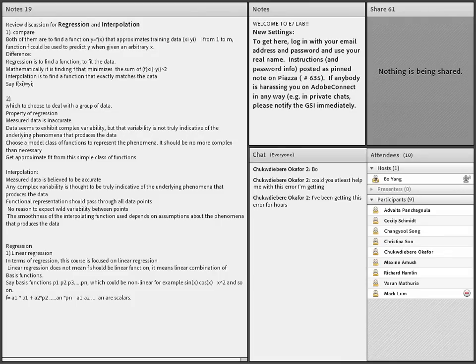Say if we have basis functions p1, p2, p3 to pn, these could be nonlinear. For example, p1 could be sine x, p2 could be cosine x, and pi could be x squared. But to build the function f, we have these basis functions multiplied by the coefficients a1, a2 to an. These a1, a2, an are scalars. So in this way, f is a linear combination of the basis functions p1, p2 to pn.